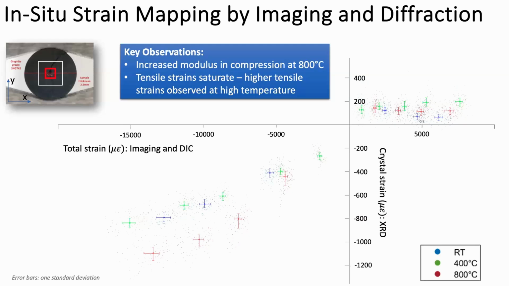In the tensile region, as we put quite large tensile strains on the material, we can see that actually we get a saturation of the crystal strains. So essentially it's fracturing at a constant stress. What's quite interesting is we tend to get quite higher stresses at higher temperature. The graphite is stronger at high temperature. That's what we expected, it's what we're seeing.